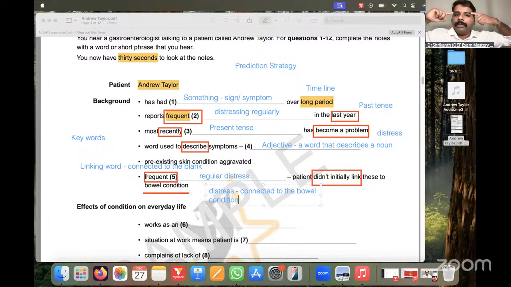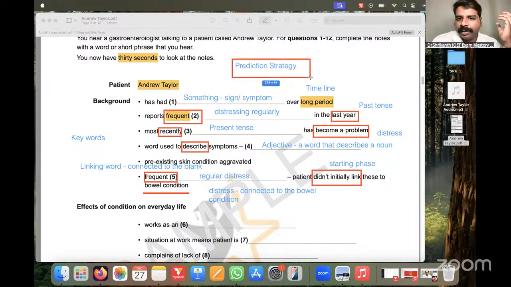So that means how should you think? Okay, you should think, I am listening to a distress the patient experiences regularly, and it is something related to the bowel condition, but the patient initially, meaning what? The starting phase, right? So in the starting phase, the patient did not connect this to the bowel condition. So like this, you have to understand the keywords. So these are what we call keywords, and you have to register the keywords in your mind. And then when you're listening to the audio, you must have very good prediction strategies.